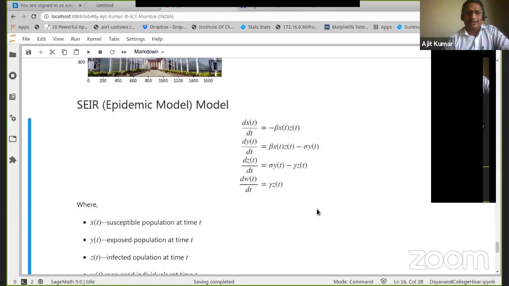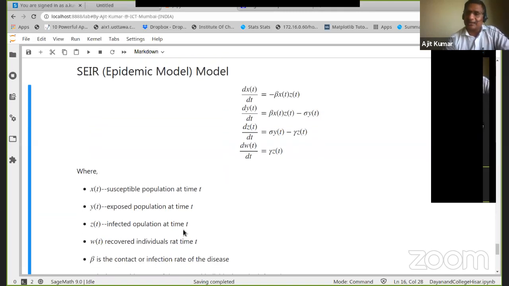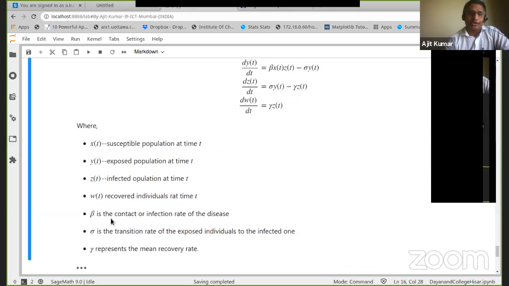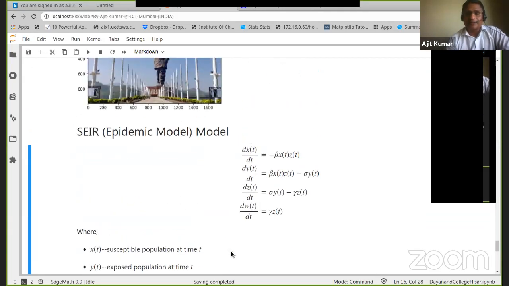So here, if you look at these differential equations, there are 4 dependent variables. T stands for time, X, Y, Z, and W. So here x(t) is the susceptible population at time t, y(t) is the exposed population at time t, z(t) is the infected population at a given time t, omega t or w(t) is the recovered population. Of course, you can also include the number of people who have succumbed to this, right? And here beta, sigma, and gamma are constants. Beta is called the contact or interaction rate of the disease. Sigma is called the transition rate of the exposed individual to the infected one, and gamma is called the mean recovery rate. So these are the parameters here.